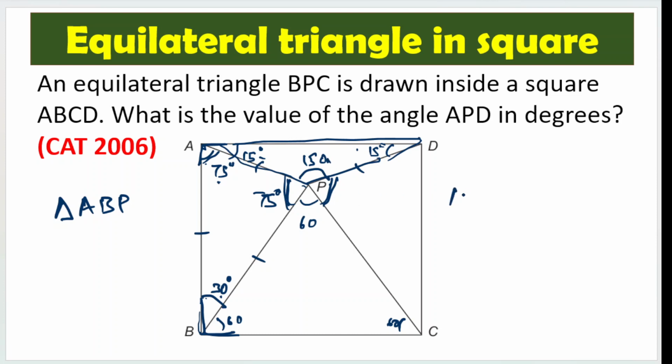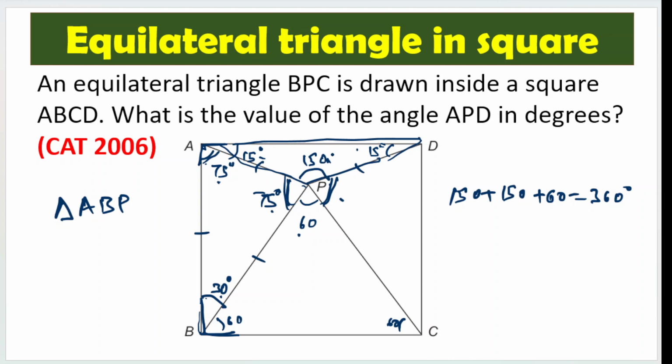This is 150 plus this is 75 plus 75. This is another 150 plus this is 60. So total is 360. That completes this circle. So what is APD? APD is actually equal to 150 degrees.